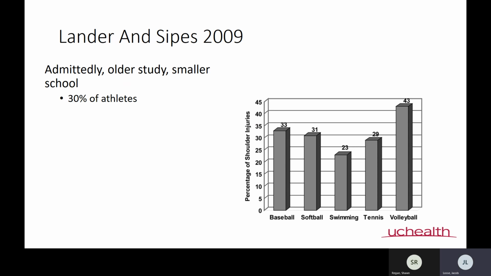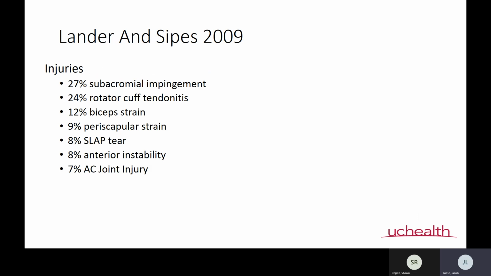A study that came out in 2009, so a little bit older, with a smaller school, looked at all their Olympic programs. This did not have a football program in there. They said about 30% of their athletes were going to have shoulder injuries at some point during the season. That included their baseball, softball, swimming, tennis, and volleyball players. Again, all overhead, all using a lot of shoulder work. But potentially we're looking at a third of our population having some problems. The breakdown was a little bit all over the place.